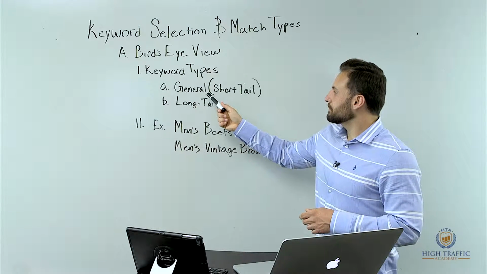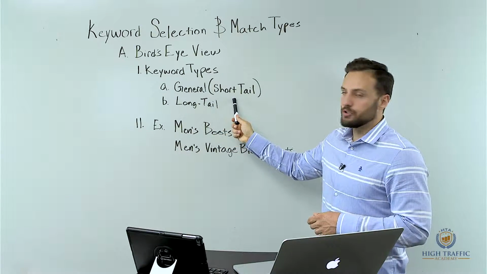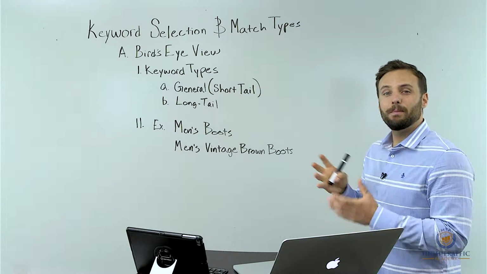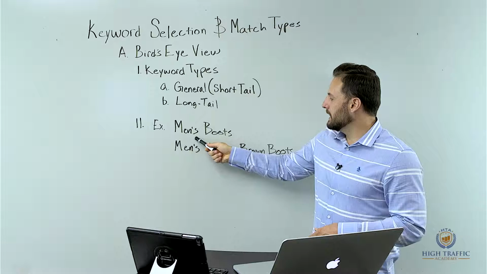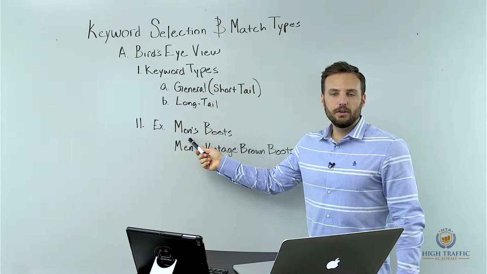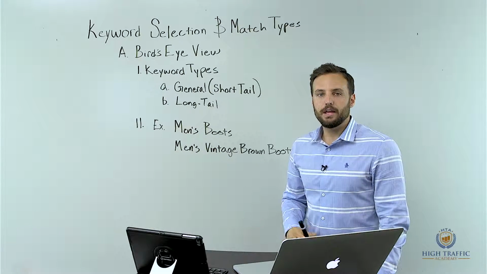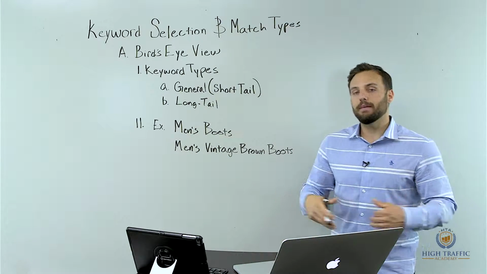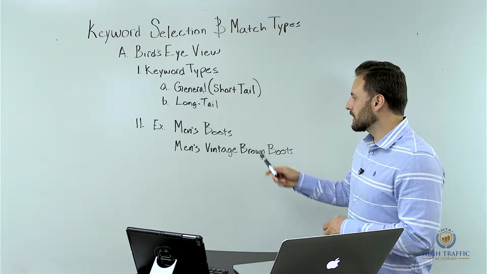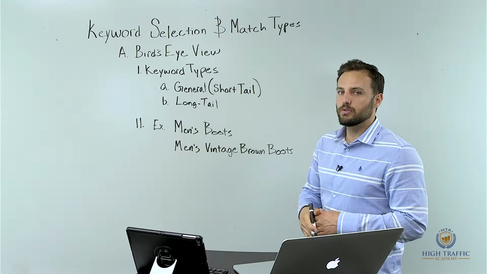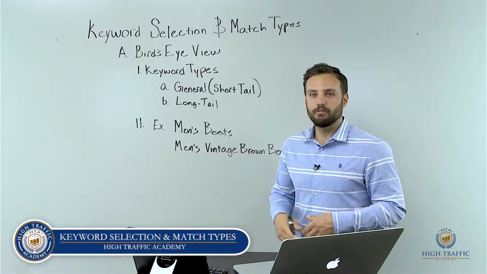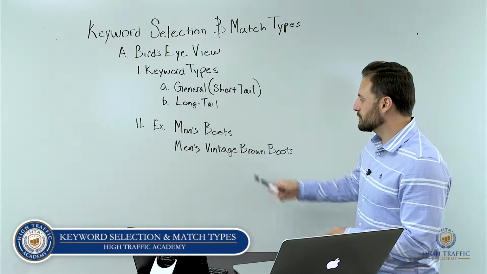The first one is going to be your general or short tail keywords. And short tail keywords would look something like this. It would be men's boots, okay? So you see there, the user hasn't really refined their search query. They haven't given you enough information to tell you precisely what they're looking for. You would identify this user generally as maybe their first query in their line of research that they're doing to find exactly what they're looking for. So this would be short tail.